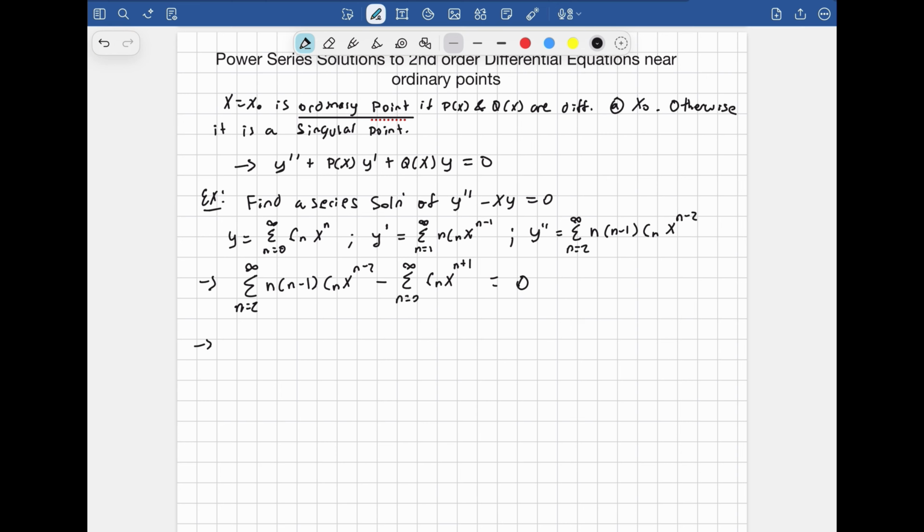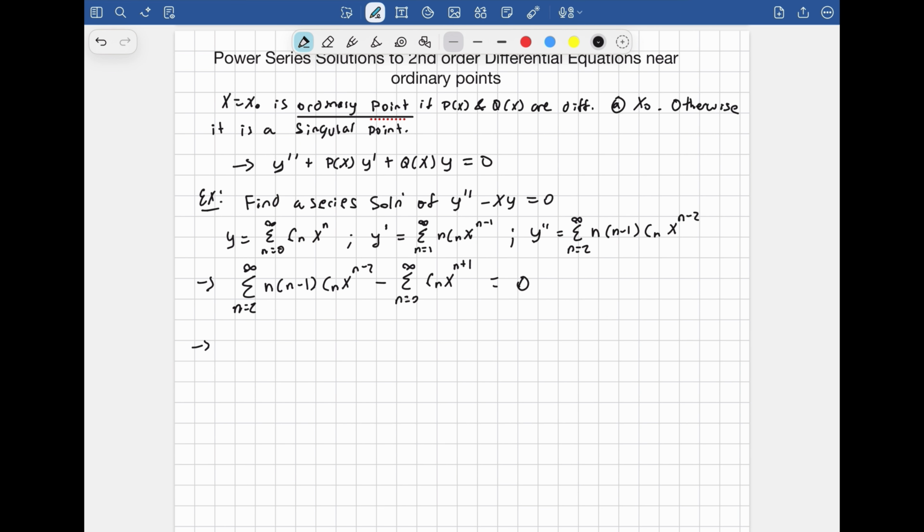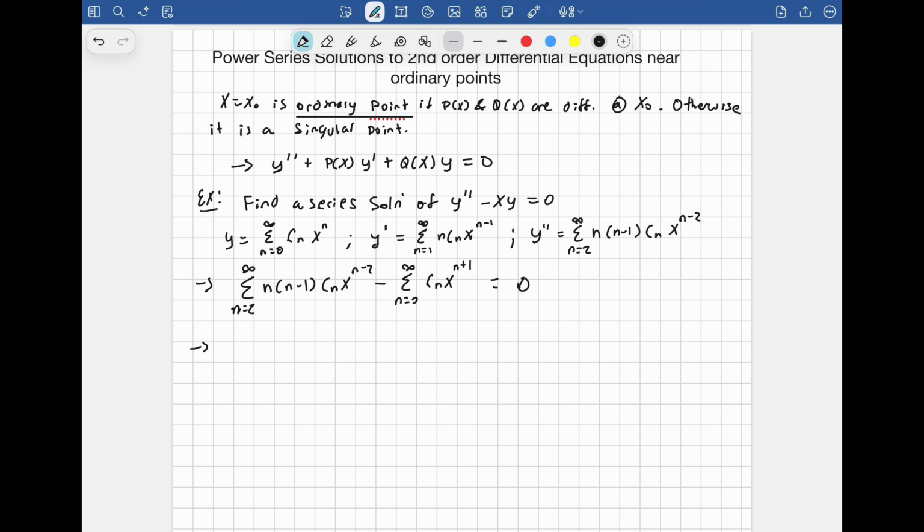Now, these steps I'm doing should be the steps you do every time you solve for a series solution near an ordinary point. They shouldn't really change. You should always make this assumption up here, then sub it in, and then we're going to equate the powers of x. So we see we have x to the n minus 2 and we have x to the n plus 1.